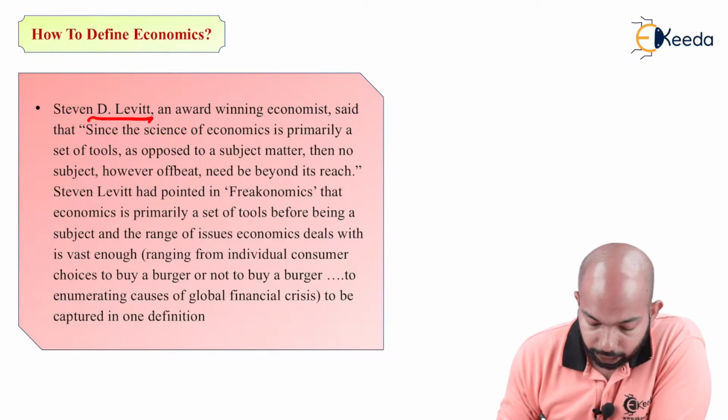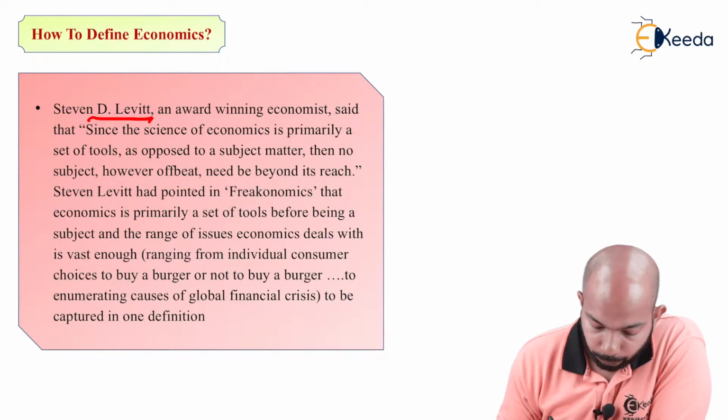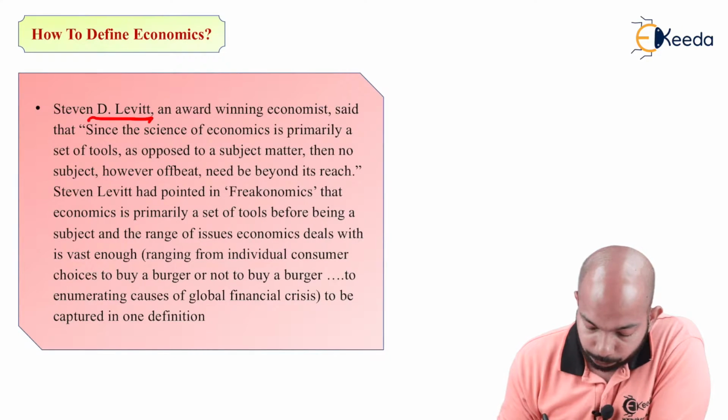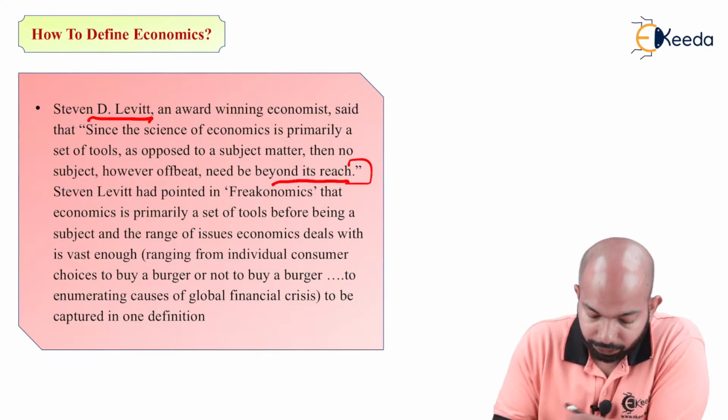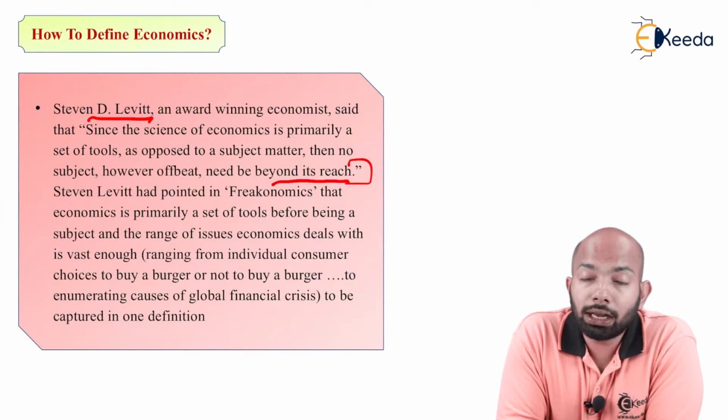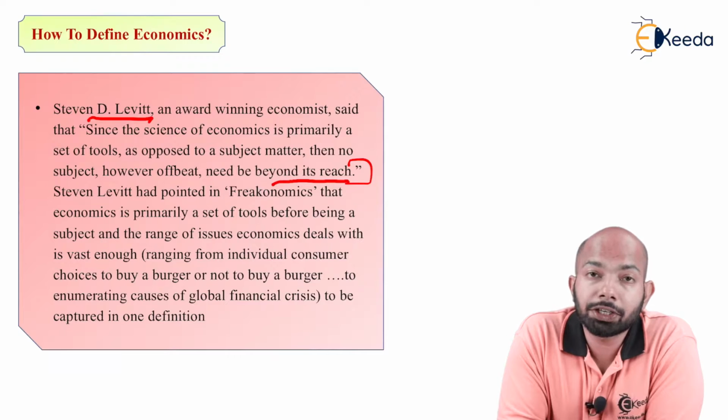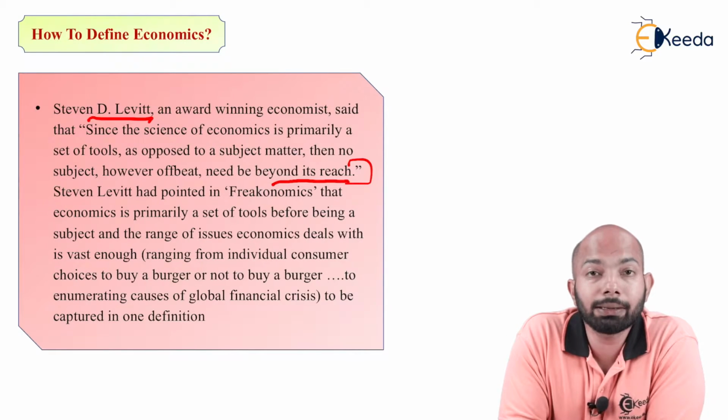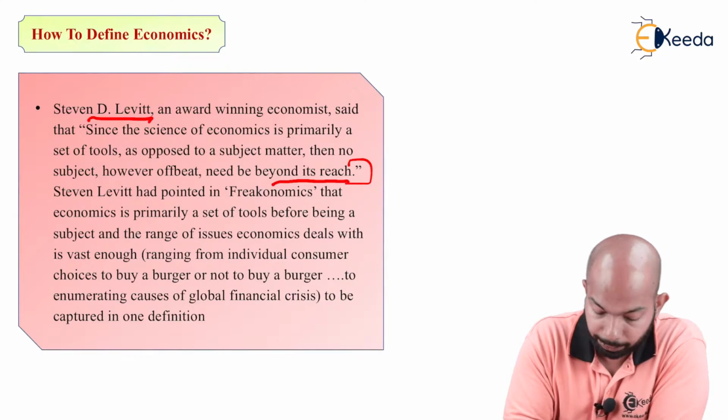Stephen D. Levitt, an award-winning economist, said that since the science of economics is primarily a set of tools as opposed to the subject matter, then no subject, however offbeat, need be beyond its reach. Now, this economist who has mentioned this definition has given a reason behind it. Let's understand what exactly that reason is.